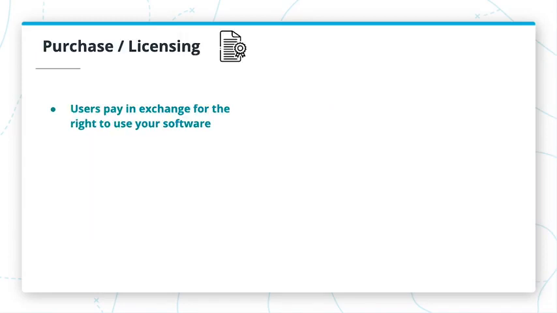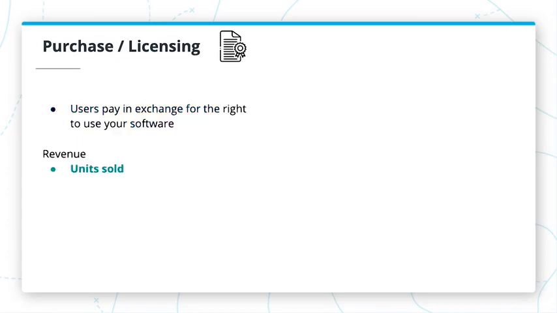There's also software licensing. When a user purchases a license for your software, they pay a one-time fee, and in return, they get the right to use your software. Your revenue is based on the total number of units or licenses that are sold. Some examples of these types of products include traditionally Microsoft Office or Adobe Creative Suite, although both of these products are now offered on a subscription basis as well.